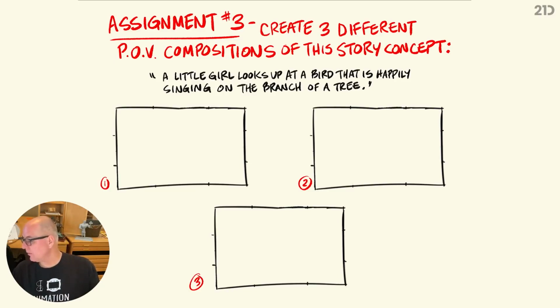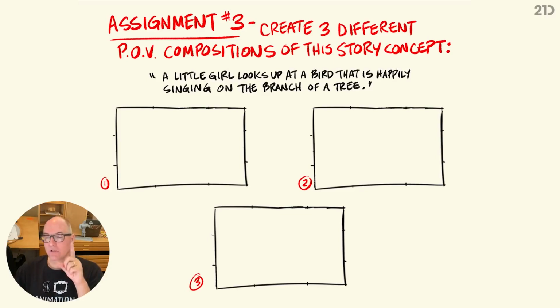Now we're into assignment 3. Okay, so this is where I want you guys to put into action your point of view thinking. We've conjured up some ideas through my examples. Here's an example for you of a story concept. I'm going to give it to you, and I want you to run with it. Draw it 3 different ways, because that's how we learn, through trying different variations, not just one idea. I want you to try 3 rough ideas right now.